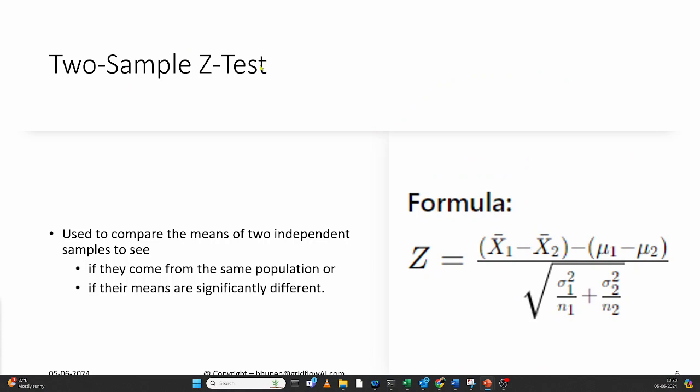Similarly, for two sample z-test, we have two samples. So we take the mean of both the samples, x1 bar, x2 bar, and the mean of the population 1 and the mean 2 of the population again. Again, the standard error in the denominator. So this is going to give us the statistic that we can use to compare against the critical value.